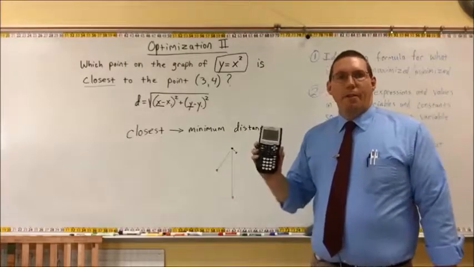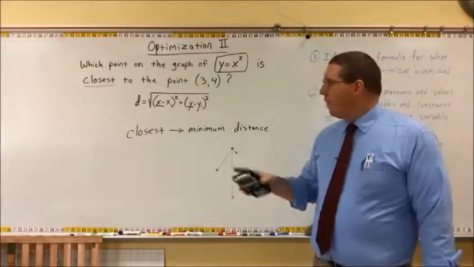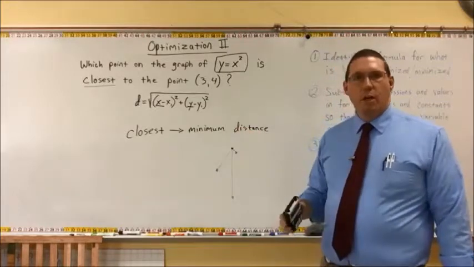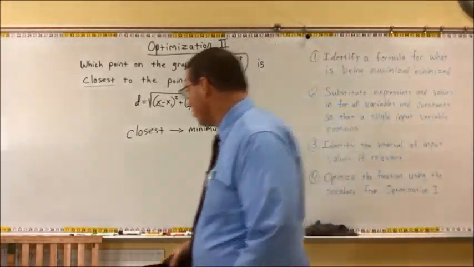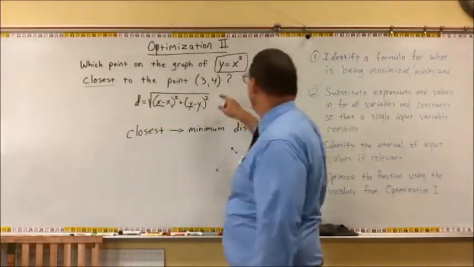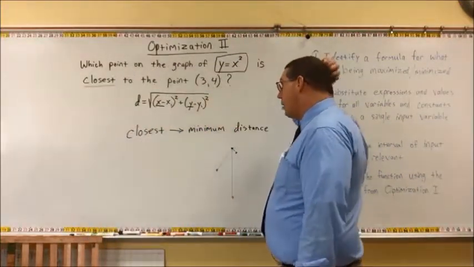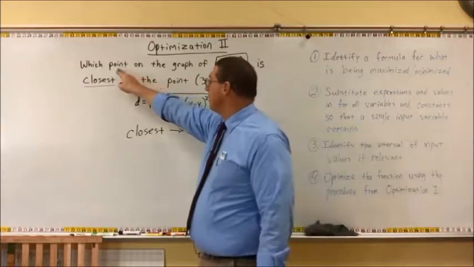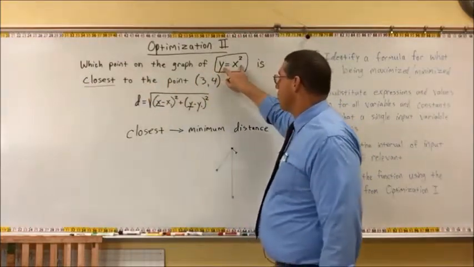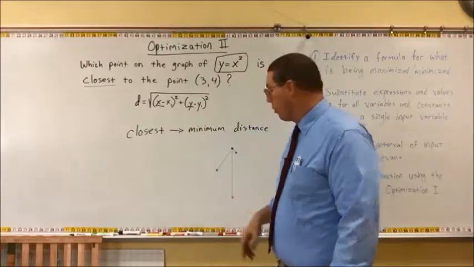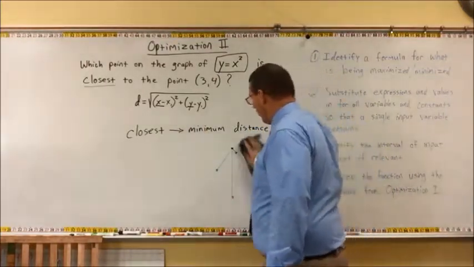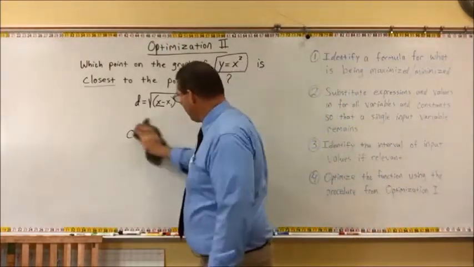All right, now that you know how to use a graphing calculator to find the minimum of a function, we are going to go ahead and solve this problem: which point on the graph of y equals x squared is closest to the point (3, 4)? Now understand, our answer needs to be an x and a y coordinate. So that's what we're going for here. Okay, so let's erase this. We know we're going to minimize distance.